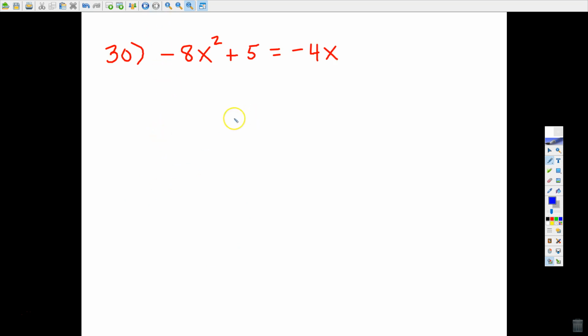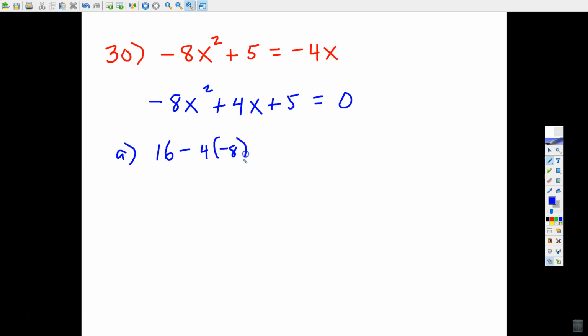Number 30. It also needs to be arranged into standard form. So I'm going to add 4x and make sure you put the terms in the proper order. Quadratic term, then the linear term, then the constant. So first of all, let's find the discriminant. B squared minus 4 times A times C. B squared would be 16 minus 4 times A times C.